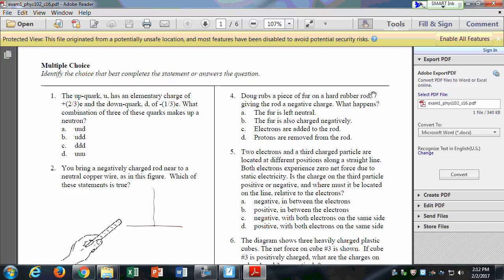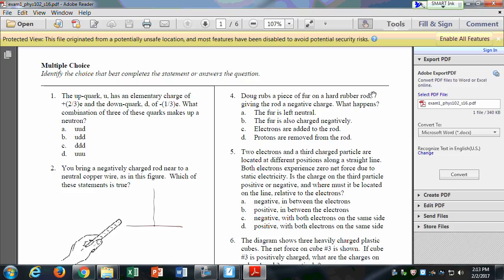of plus 2/3, and a down quark, which is minus 1/3. Those are partitions of the electron or the proton. What combination of them makes a neutron, which has no charge at all? We just want to know what combination of these charges, plus 2/3 and minus 1/3, would give us a zero charge. So that would be up, down, down, which is D.